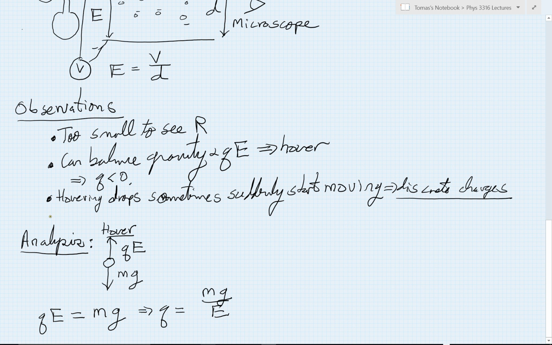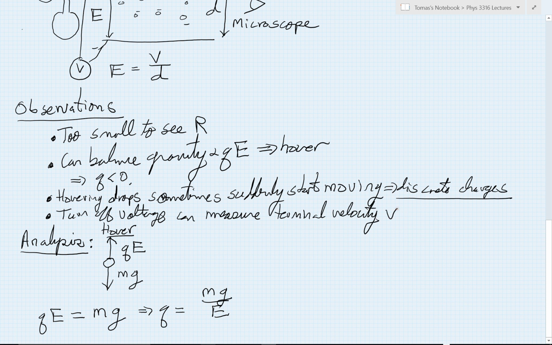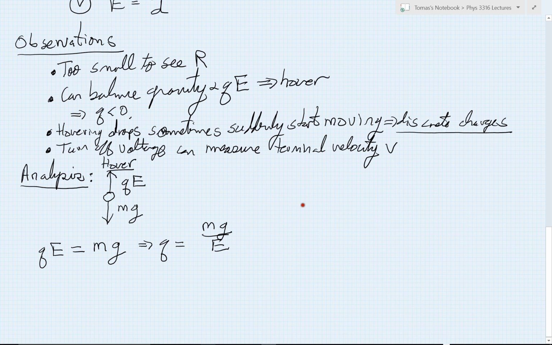Now, the final observation I just want to make here is that when we turn off the voltage, you can actually measure, because you can see where the drops are, the terminal velocity, which we will call V. So this then gives us the key piece of information we need, because the terminal velocity is going to end up depending upon the size of the droplets, so that then we can determine their mass and ultimately their charges. So let's continue our analysis.